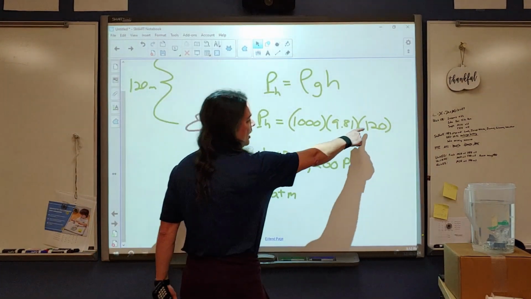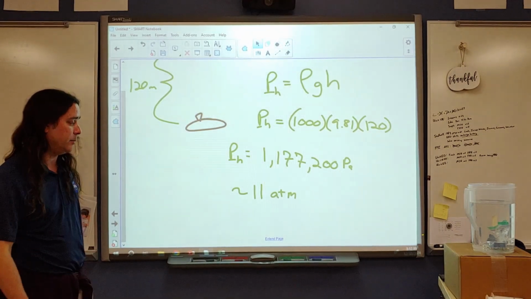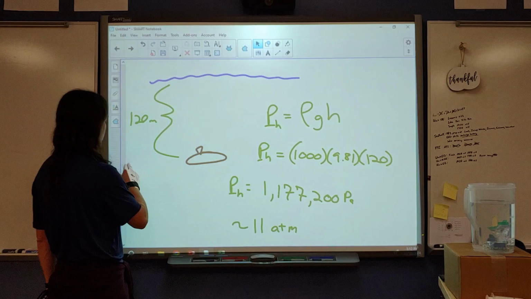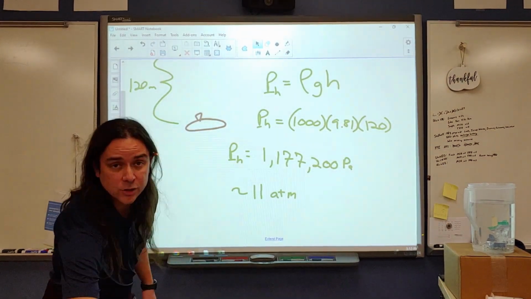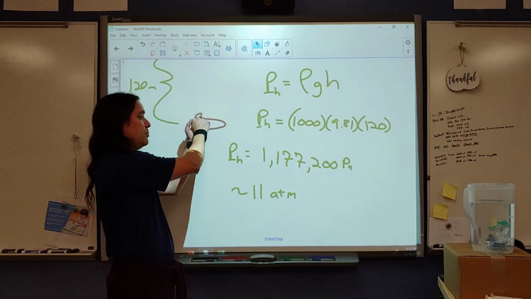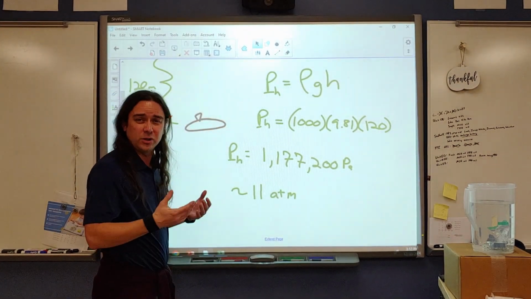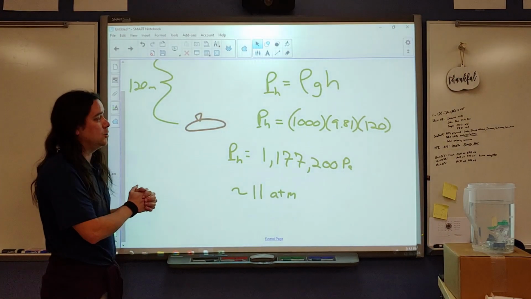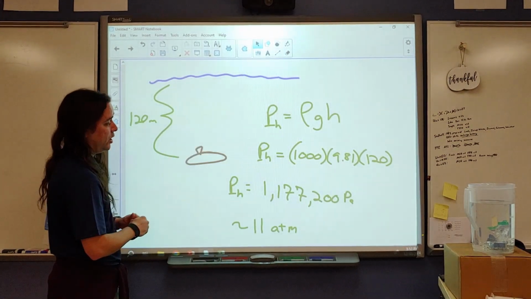We just found that about every 10 meters you go down, you add about an atmosphere. So if we do add the atmospheric pressure, we're going to find that that brings it up to about 12 atmospheres absolute pressure that the submarine could actually tolerate. Though on the inside of the submarine, they're probably going to keep the pressure around atmospheric pressure so that it's at least comfortable for the crew. All right, so here's another application and demonstration of solving some applications of hydrostatic pressure.